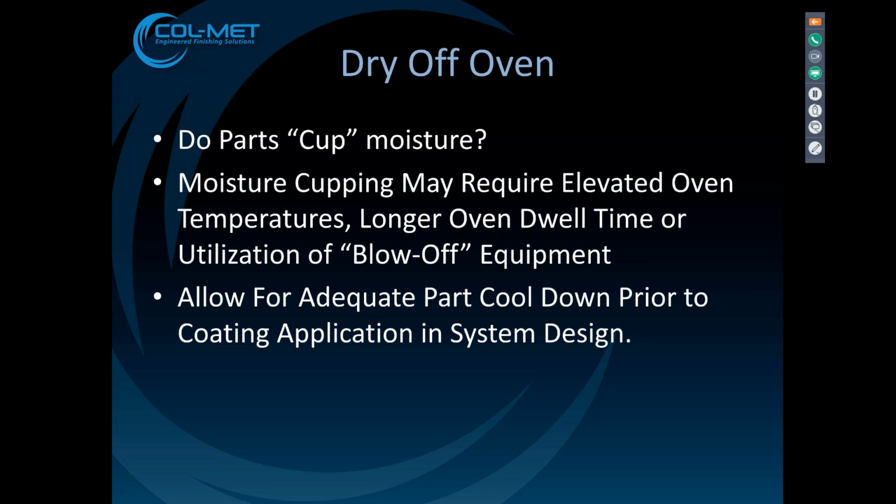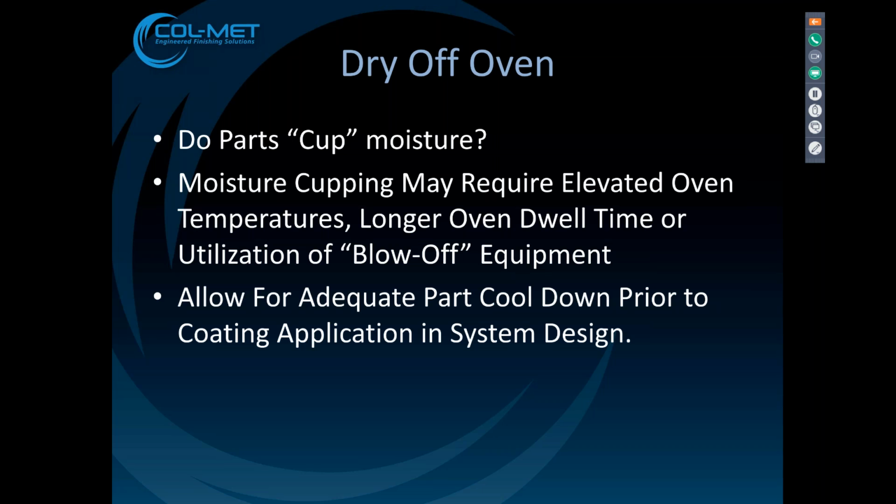So what we have to do is address that issue, and how that's done is it's done in several ways, or maybe in all of the ways, is that we elevate the oven temperature in the dry off. We could make a longer oven or a larger oven where the dwell time is longer for the part, or we can use blow-off equipment, which is compressed air, clean compressed air, that would force the cupped water off of the part. Sometimes it requires all three of those scenarios, sometimes just one.